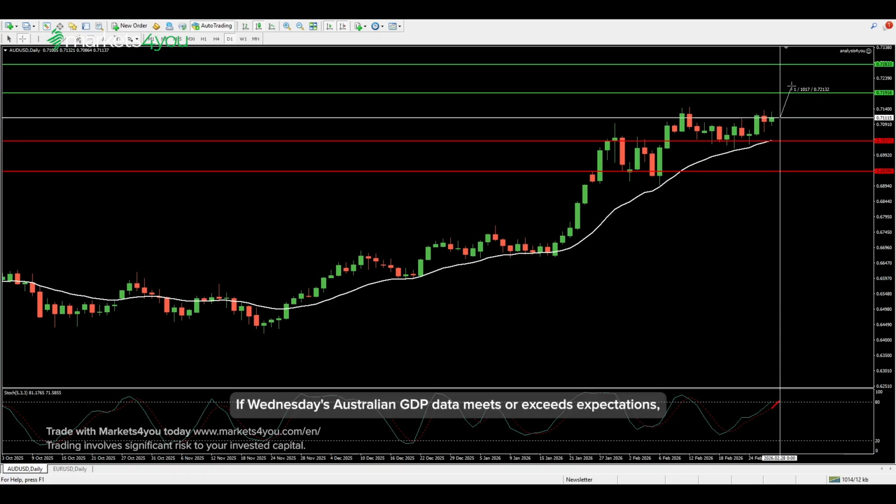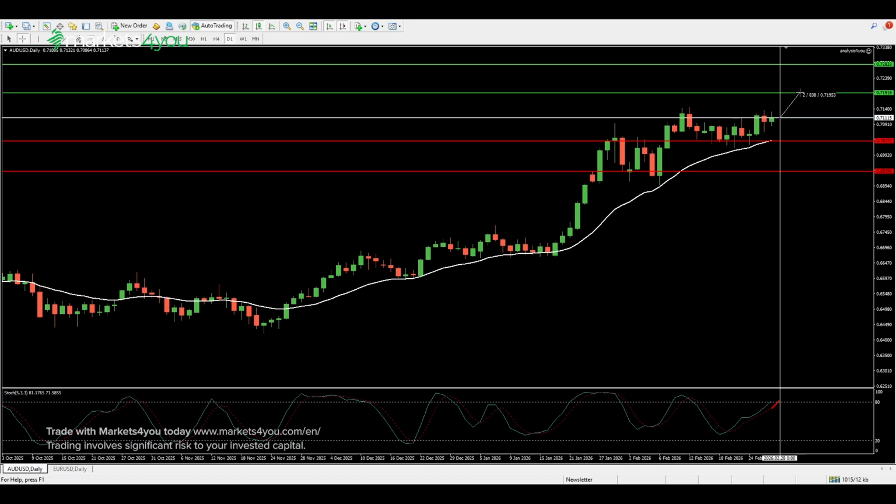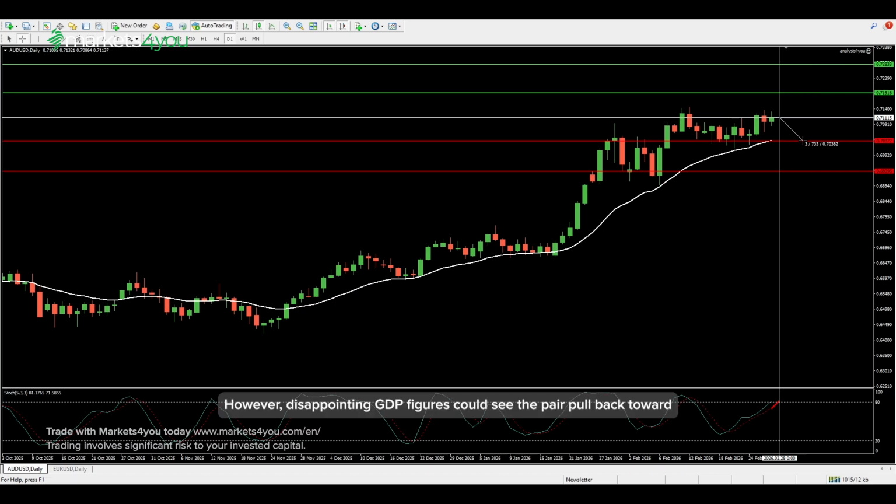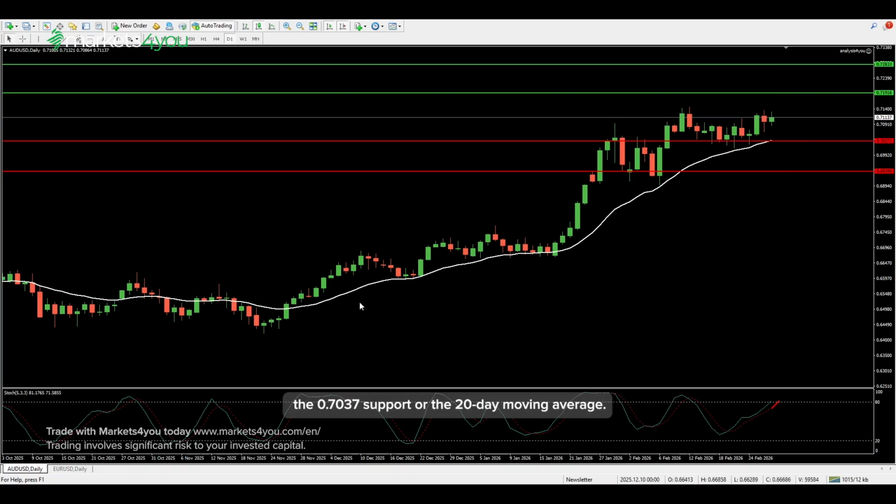If Wednesday's Australian GDP data meets or exceeds expectations, it could provide the catalyst for a break toward the 0.7192 resistance level and potentially the 0.7283 level. However, disappointing GDP figures could see the pair pull back toward the 0.7037 support or the 20-day moving average.